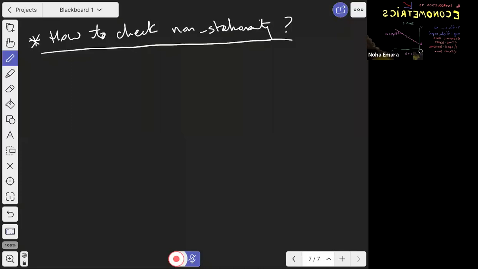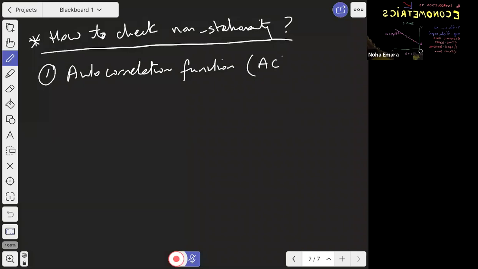The first one is the autocorrelation function, and it's abbreviated as AC function. What is the autocorrelation function? It's like, as the name suggests, the correlation. You already know what a correlation is. You know how to compute a correlation. When I say autocorrelation, it's related to the variable, how it's correlated with its own lags.